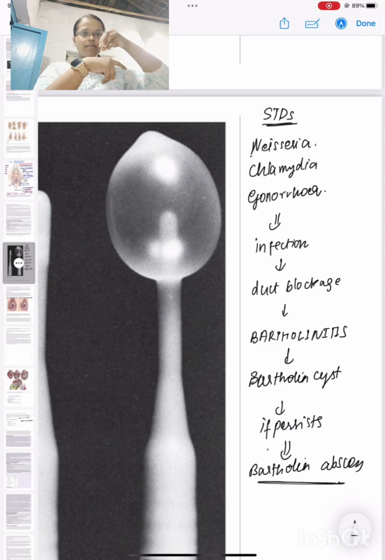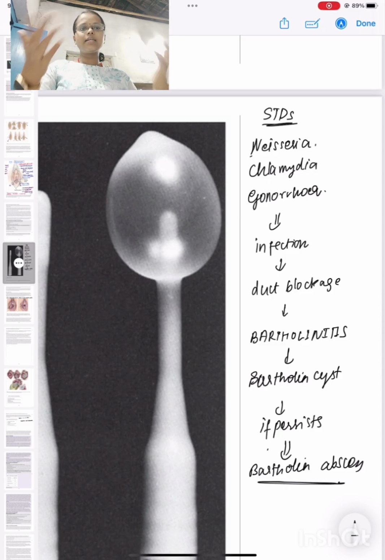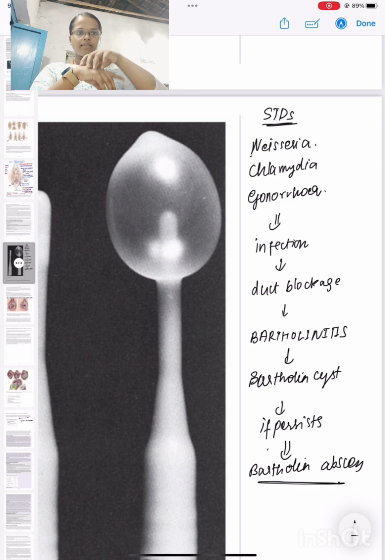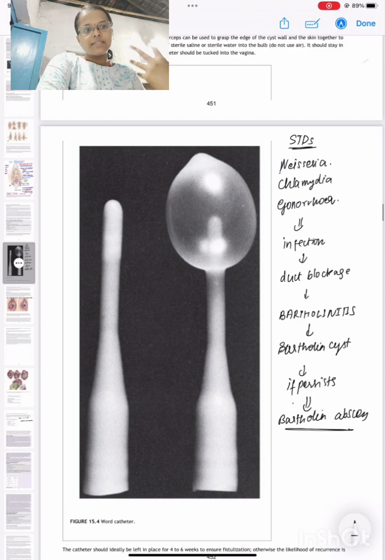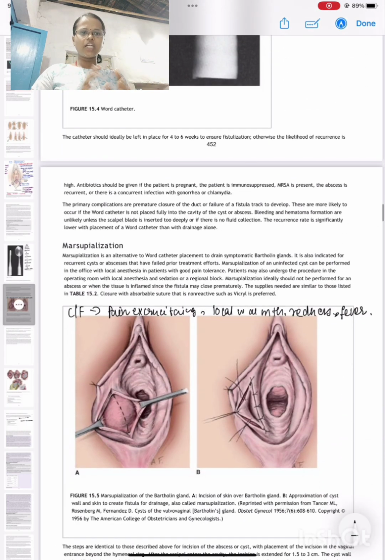When the infection invades into the gland, then only it is called abscess. Initially it is called cyst. When the infection invades, it is called abscess. Okay. So how does the patient present? What are the clinical features? The clinical feature is some excruciating pain.